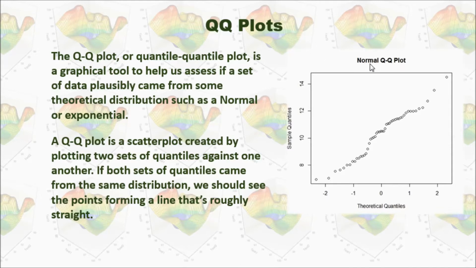This is a typical QQ plot. On the horizontal axis, we have the theoretical quantiles. On the vertical axis, we have the sample quantiles. You can imagine if the theoretical distribution is the same as the sample distribution, then this QQ plot will show a straight line, because the theoretical quantiles are exactly the same as the sample quantiles.